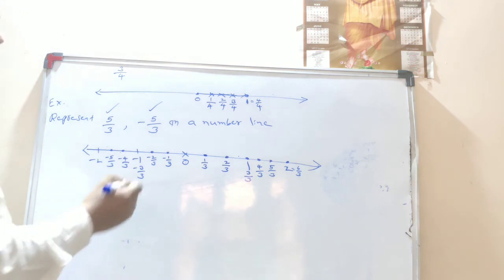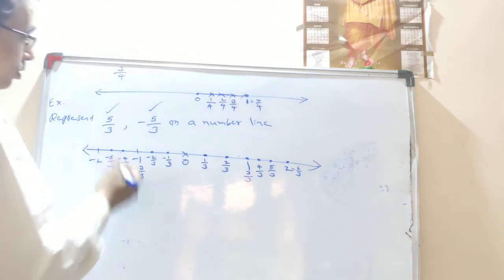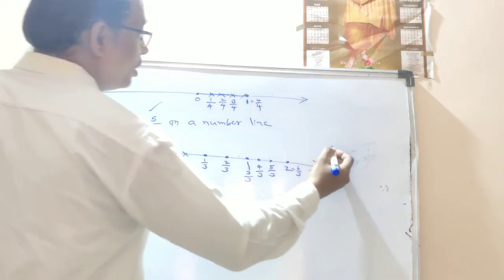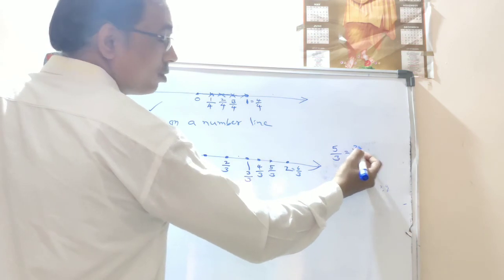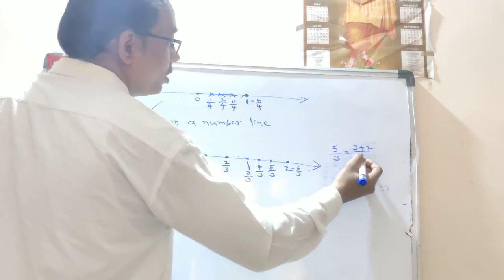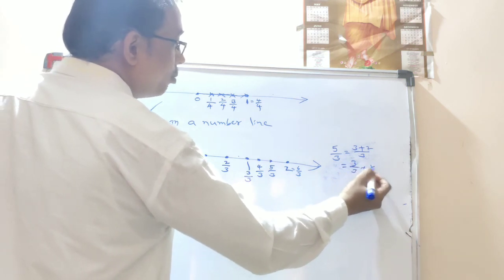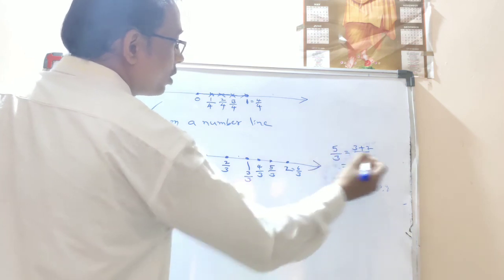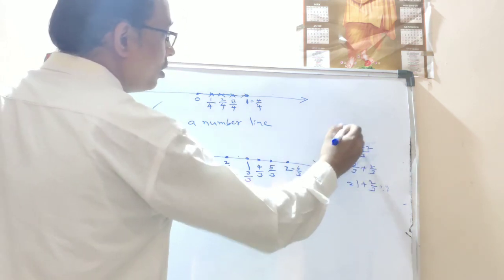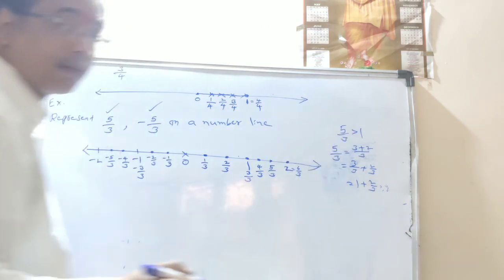Okay, so how did we write these units on the number line? First look at this 5/3. In this 5 we already have 3, so we can write it as 3 plus 2/3. Then we can write it as 3/3 plus 2/3. That is, 3/3 means 1, plus 2/3. It is more than 1. That means it is an improper fraction.